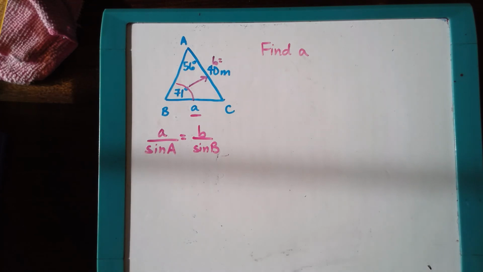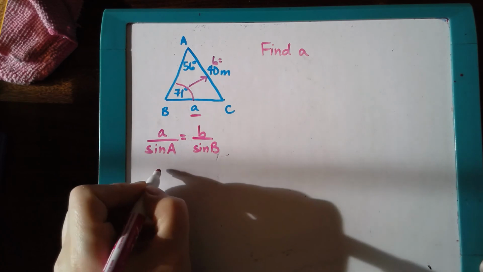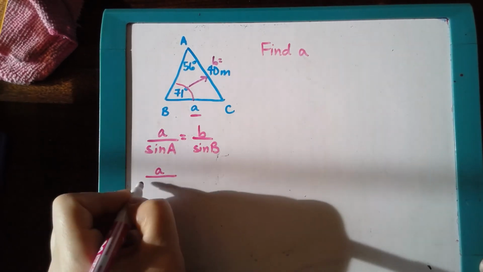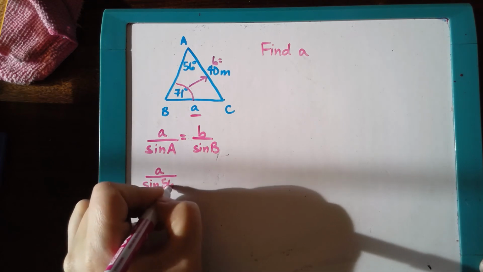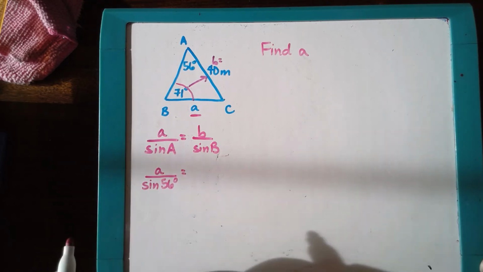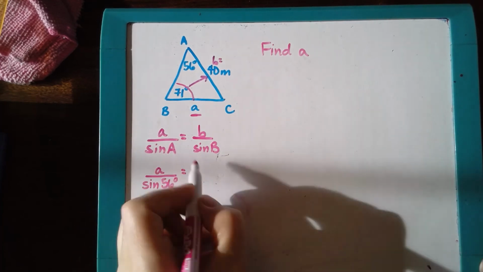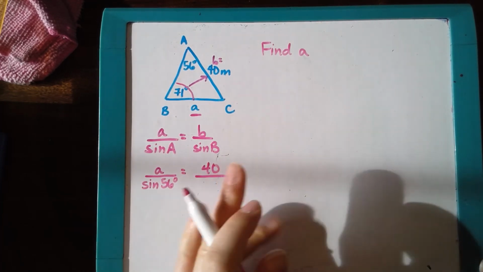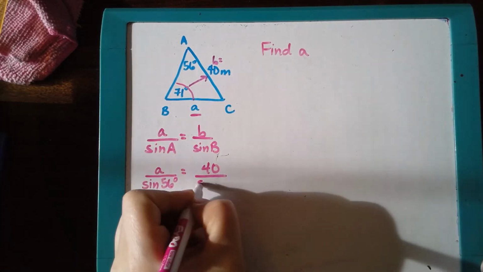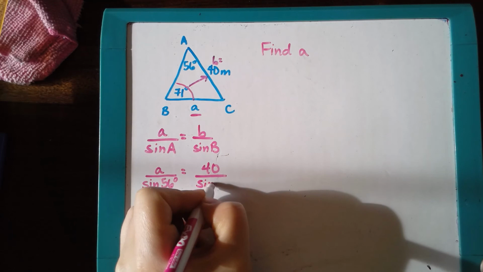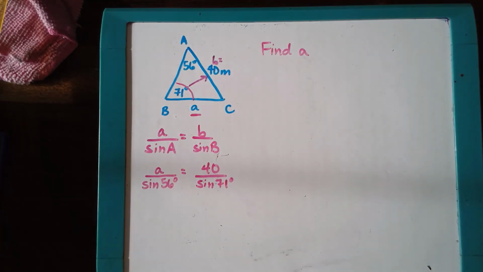So we write our formula, we show our substitution. A is what we don't know, but we do know that angle A is 56 degrees. So this is going to be sine of 56 degrees is equal to little b, which is 40 meters, a very big triangle, over sine B, which is sine of 71 degrees.